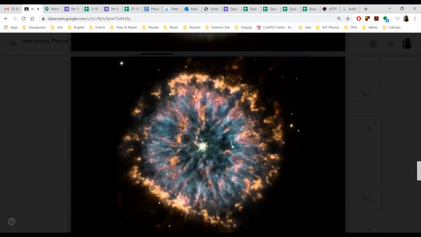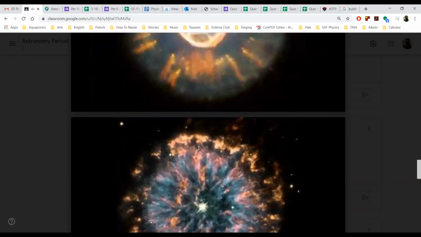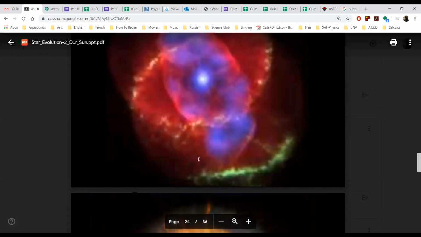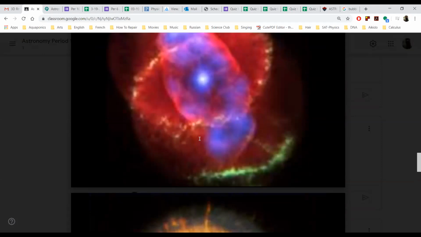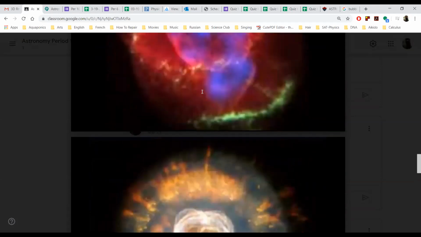The next slide shows you an almost perfectly symmetrical shape. So we probably are looking from the polar region. We're looking at the polar region of the star. If you're looking at the star at an angle, then it will look like the first image of the cat's eye. So in this case, the axis of the star's rotation is tilted, and we're looking at an angle at the star.